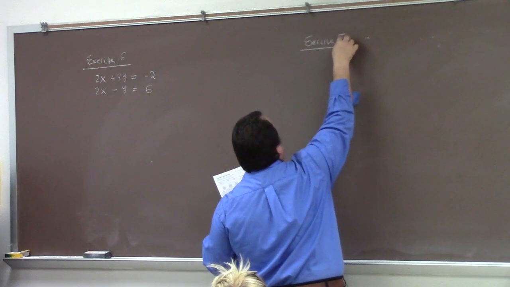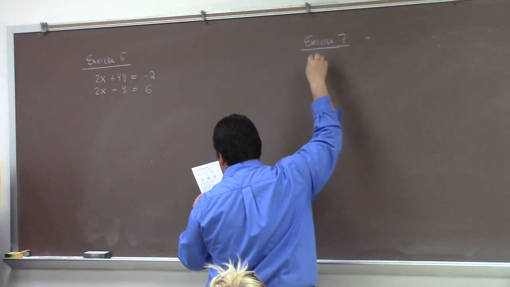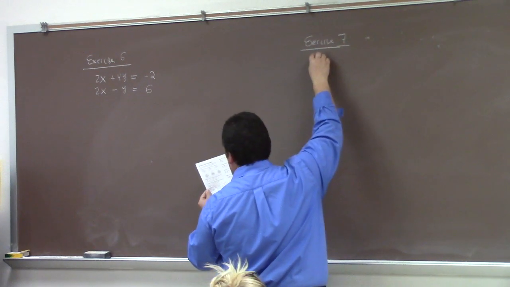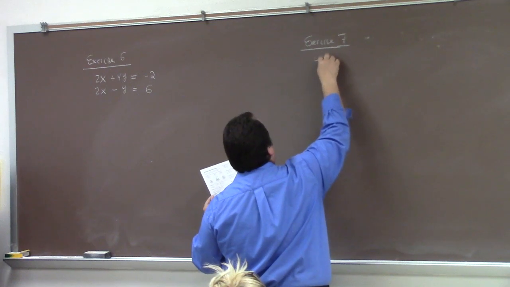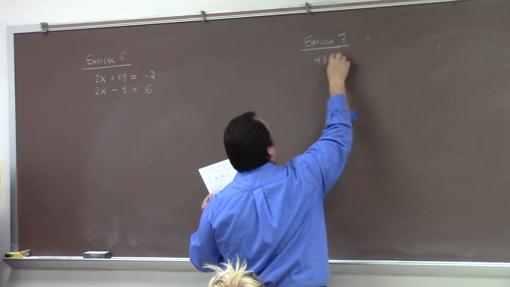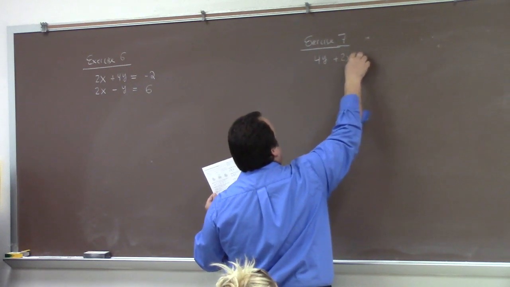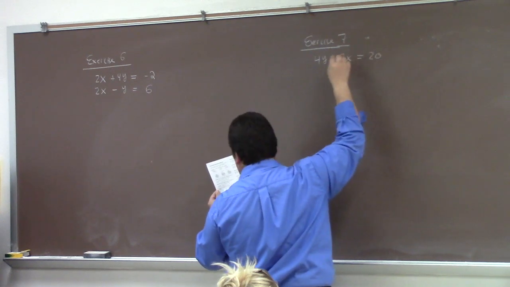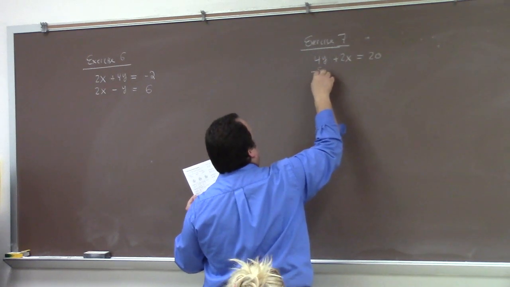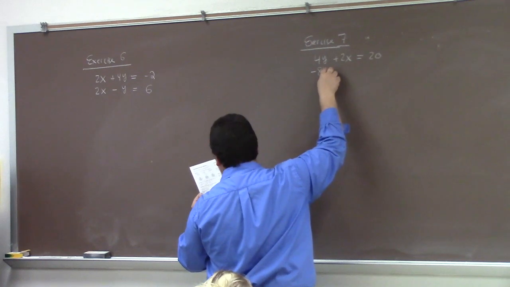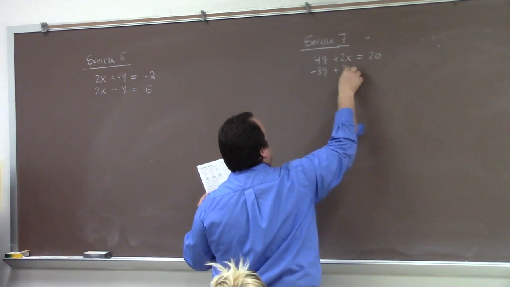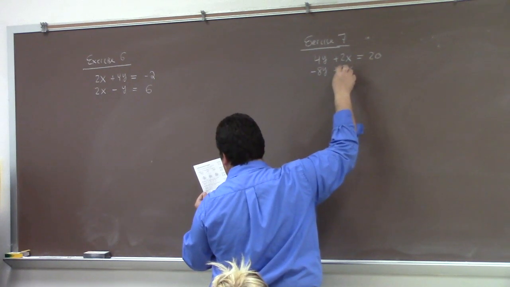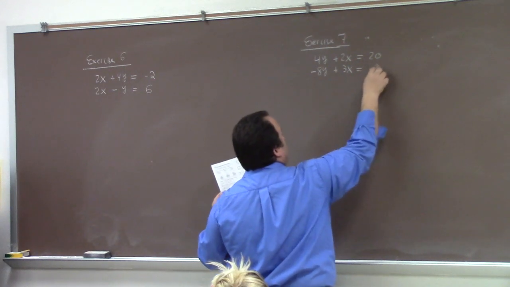Exercise 7, solve the system. Here we've got 4y plus 2x equals 20, and we've got minus 8y plus 3x equals minus 26.